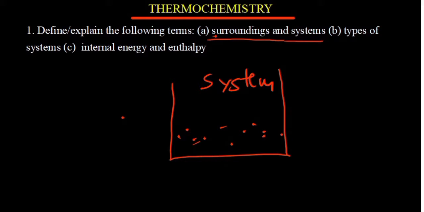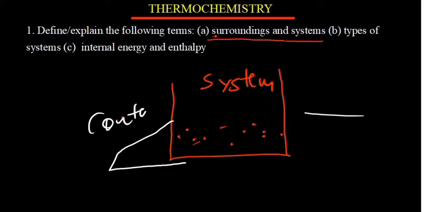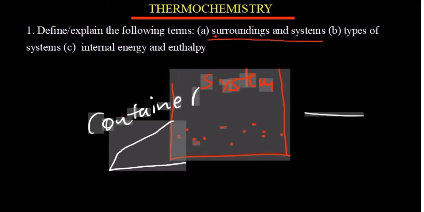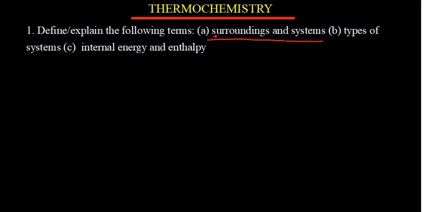So then what is the surrounding? The surrounding is going to be everything else around, including the container. Most people miss it: a container is part of the surroundings. From there you can put those things in your own words to define what a system is and what a surrounding is. A system is what you actually tend to focus on.